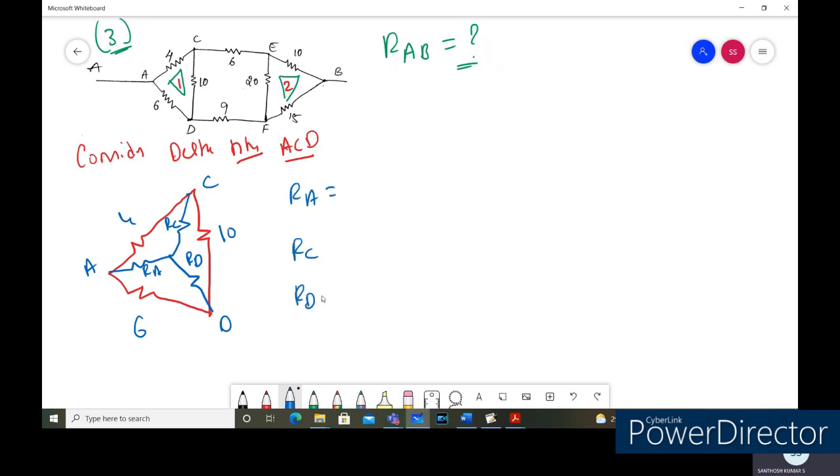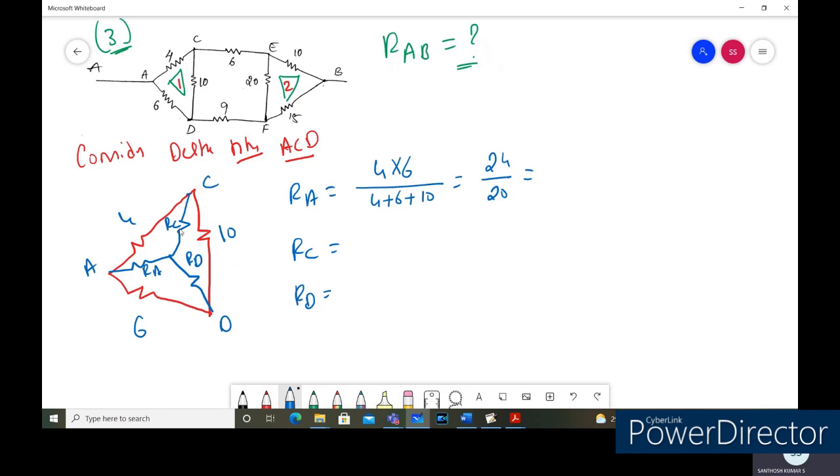Let us find the values for RA, RC and RD. RA is the product of the two neighboring resistances divided by the sum of all the resistances. So it is 4 into 6 divided by the sum of all the resistances, 4 plus 6 plus 10. So that is 24 divided by 20 we will get here.